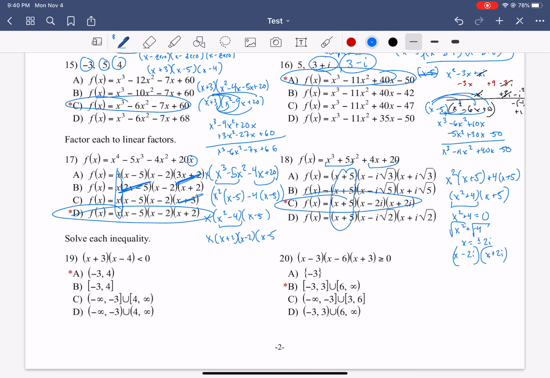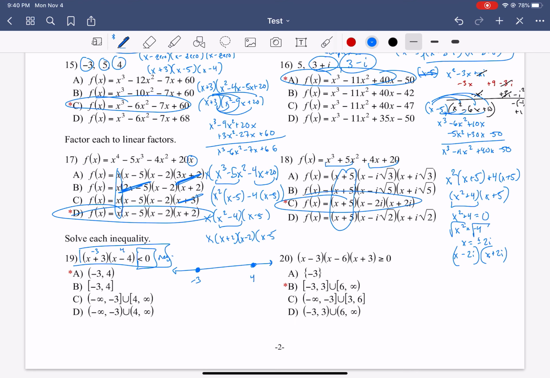The last set of problems, we have to solve this inequality. I already had it factored for you. So what we're going to do is set up this number line to think about it. This is our factor, so our zeros are negative 3 and 4. We want to figure out where this is less than 0, which means negative.